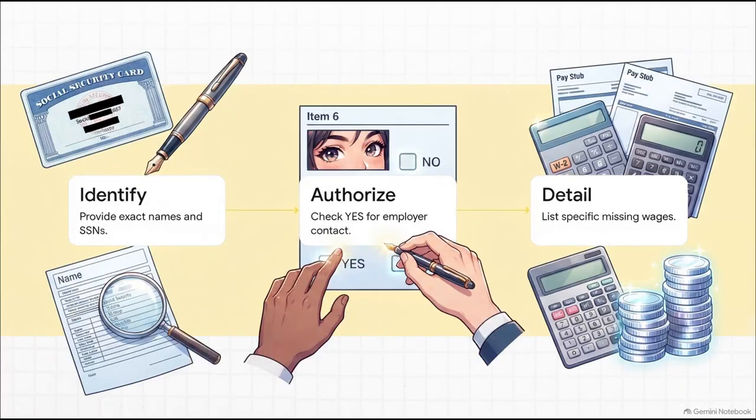When you're filling this out, you've got to be incredibly precise. Provide the exact names and Social Security numbers you used during that specific employment. And pay close attention to Item 6. It explicitly asks to authorize employer contact, basically if the SSA can disclose your name to your employer to investigate the discrepancy. Checking yes is highly recommended so they can do a full investigation. But hey, if you legitimately fear workplace reprisal, you have the absolute right to check no. Finally, you'll need to detail the specific missing wages or self-employment income.